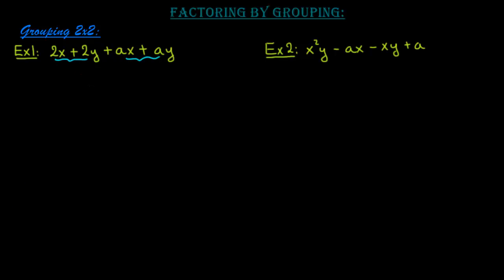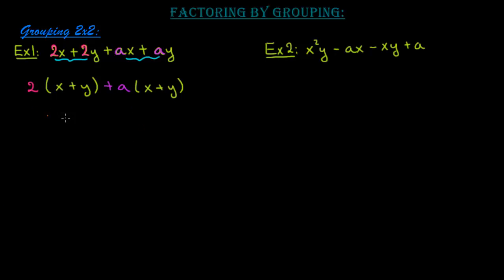The common factor of the first two terms is 2, so I'm going to pull out the 2. We have x plus y staying inside of the parenthesis. And the common factor of the last two terms is a, so I'm going to factor out the positive a. We have x plus y staying inside the parenthesis.